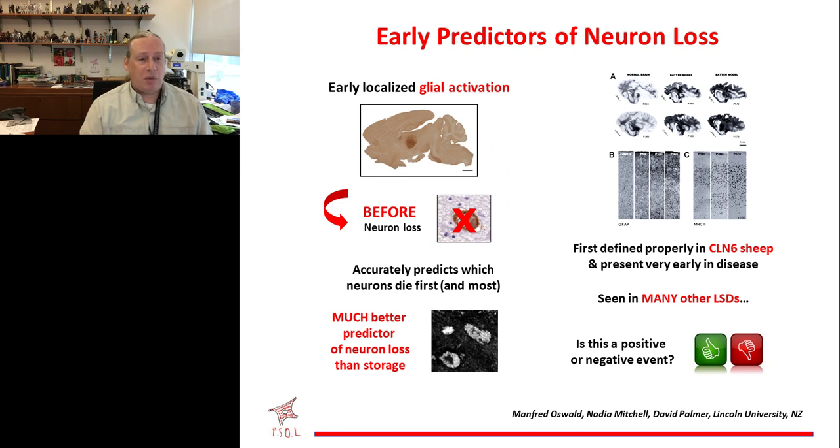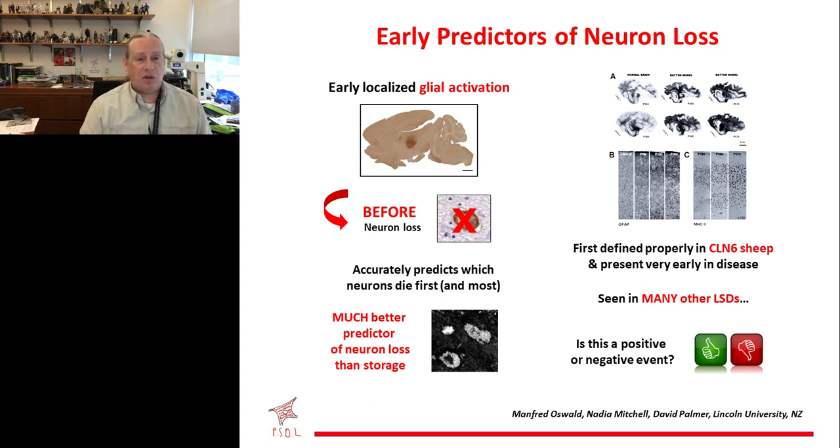Now, it turns out that one of the best and earliest predictors of neuron loss is something that I've already mentioned, which is glial activation or inflammation that takes place within the brain. The surprise was that this was happening in very small patches of the brain very early in the disease and was actually happening before neurons were dying. And it turns out that this is actually a very accurate predictor of where subsequently most neurons will go on to die and those that die first. And it turns out to be a much better predictor than that buildup of the storage material.